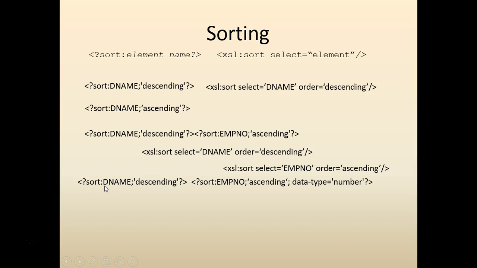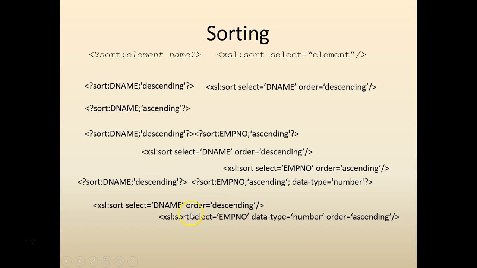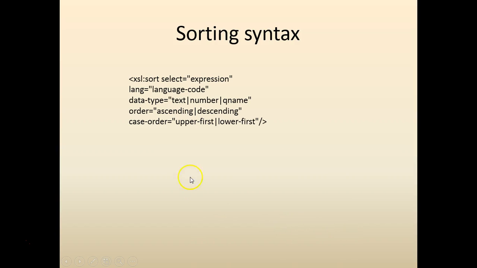We can also specify the data type. For example, we are specifying sort department name descending and employee number, which is a numeric field, ascending. In XSL it will be the same. We could specify the data type, which can be text or number. The XSL syntax is xsl:sort select expression language.